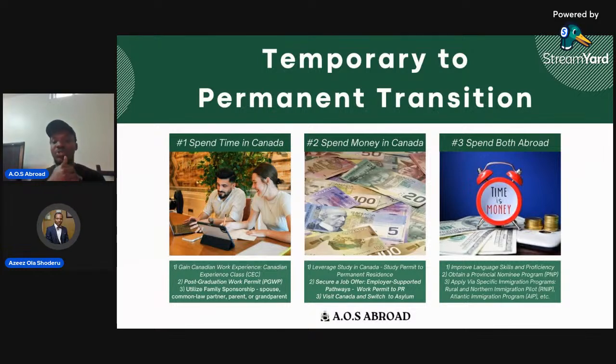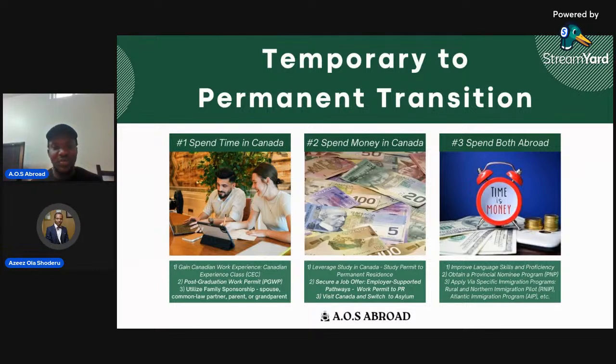And you transition from a study permit to a permanent residence program. Or again, you secure a job offer, through employer-supported pathways, work permits to PR. That is where you come from your home country and spend money looking for a job, stressing yourself to get an employer that would employ you right from your home country, so that you become a PR once you land and work for that employer. Or again, you visit Canada, spend your funds on tourism in Canada, and after that you switch to asylum and become a refugee.